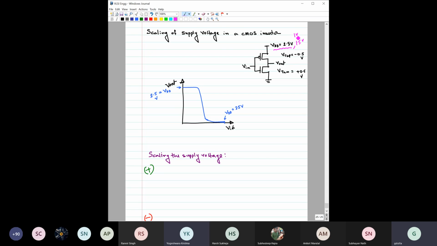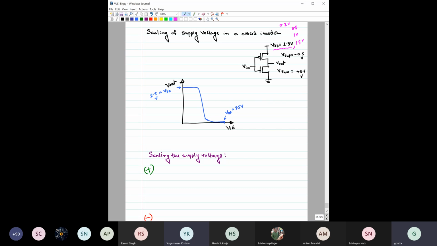We do not know, we have to check it. What will happen if we make it 0.8? Or eventually, what will happen if we make it 0.2 volt? Does this device still work? Will this whole thing still work as an inverter or not?